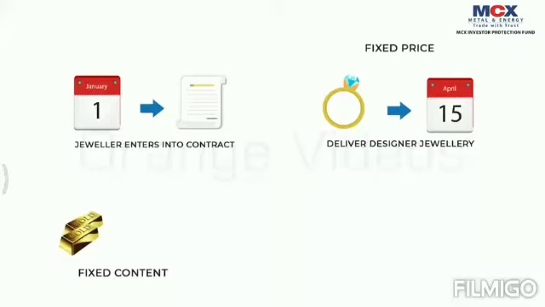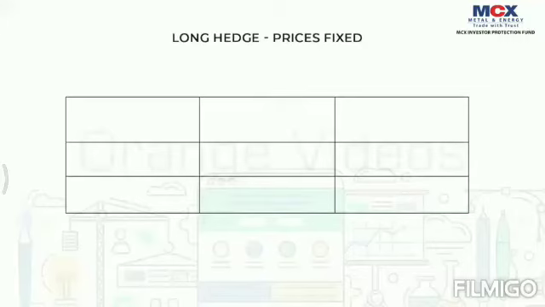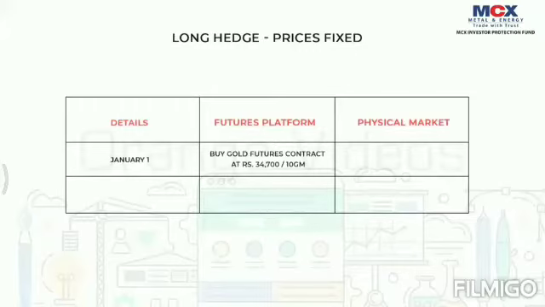The raw material, gold, will be required for actual use in mid-March. What the jeweler perceives is the risk of prices rising. The jeweler purchases one lot, 1 kilogram of gold futures on the 1st of January at the prevailing price of Rs 34,700 per 10 grams, with an aim to lock the profit margins when spot prices were Rs 35,000.